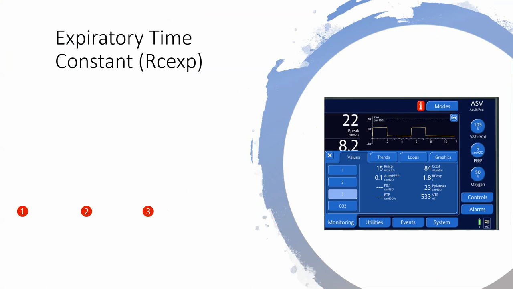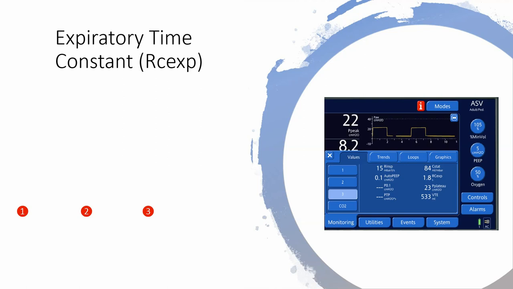Expiratory time constant. It's another monitoring value. The expiratory time constant is one of those values that it's probably not that helpful to look at all of the time, but it can provide some useful information. There may be times when ASV has these strange respiratory rate and tidal volume combinations that you want to try to explain. And if you see what you believe to be a strange respiratory rate and tidal volume combination, then look at your expiratory time constant, which is basically how long it takes that patient to exhale.